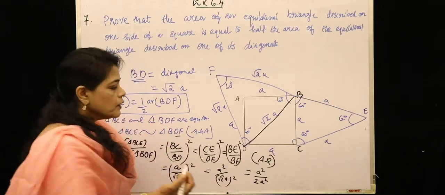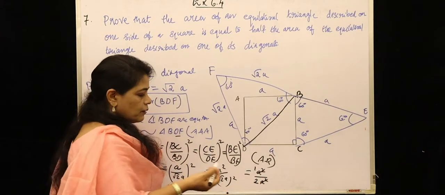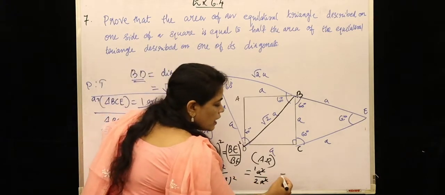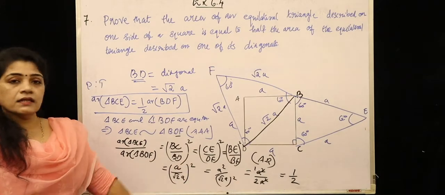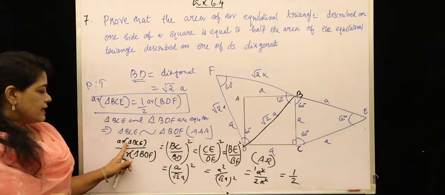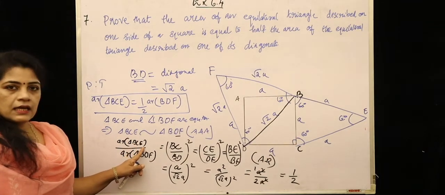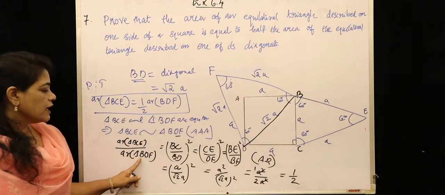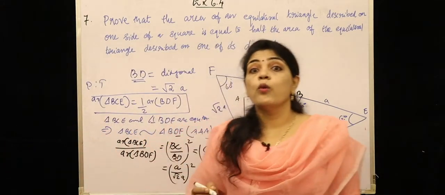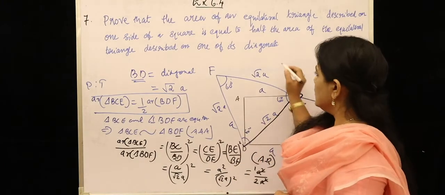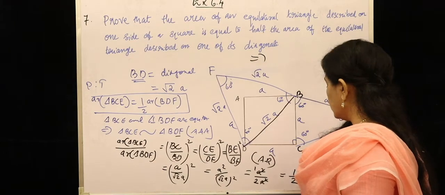In the next step, you can cancel A square with A square. One A square gets cancelled, so we have 1 by 2 on the RHS. What we have on the LHS is area of triangle BCE divided by area of triangle BDF, which we have seen is equal to 1 by 2. This is equation number 1.